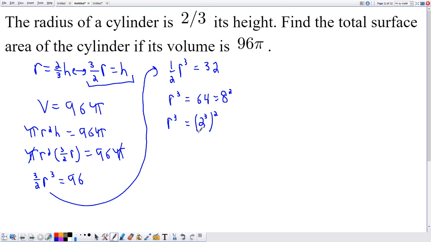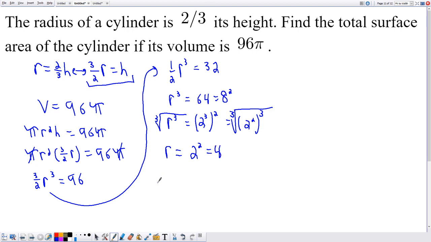And this is going to be a little weird, but we can also think of this as 2 to the second power raised to the third power, because 2 squared is 4, 4 to the third power is the same as 64. That way, if we take the cube root on both sides, we will get that r is equal to 2 squared, which is 4. So our radius is 4.